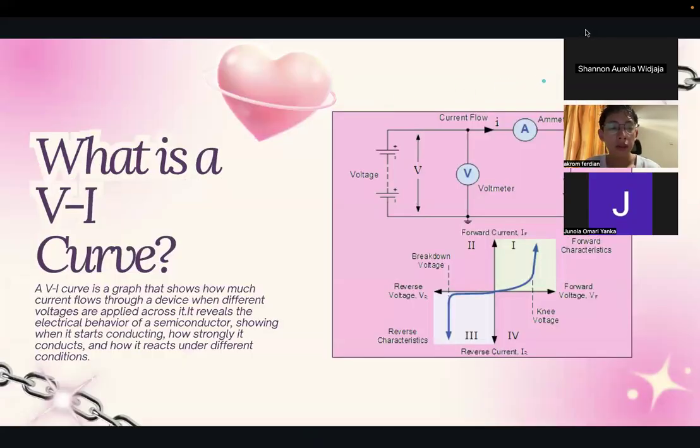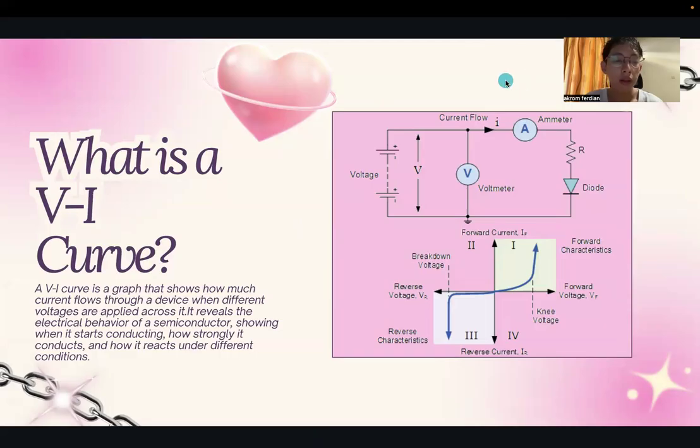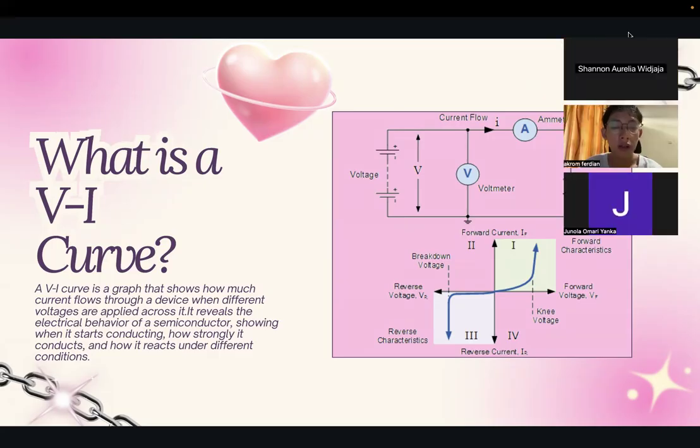What is a VI curve? A VI curve is a graph that shows how much current flows through the device when different voltages are applied across it. It reveals the electrical behavior of a semiconductor, showing when it starts conducting, how strongly it conducts, and how it reacts under different conditions.